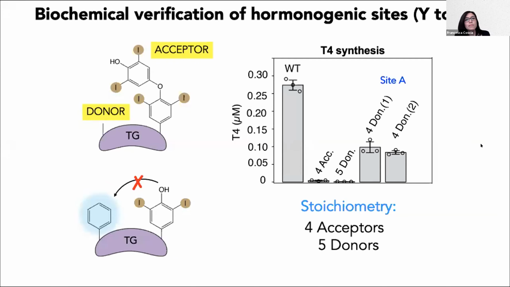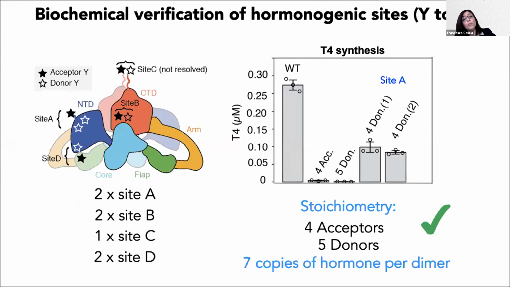However, in site A, and this was not predicted, we have 2 different donors. To verify this, we produced 2 different mutants in which one of the donors is present at a time, and then we have some residual activity. So it means there are actually 4 acceptors and 5 donor types. With this experiment, we unambiguously determined the stoichiometry of hormone formation from thyroglobulin. To summarize, we have 2 copies of sites A, B, and D, and 1 copy of site C, which is across 2 subunits from the same tyrosine.